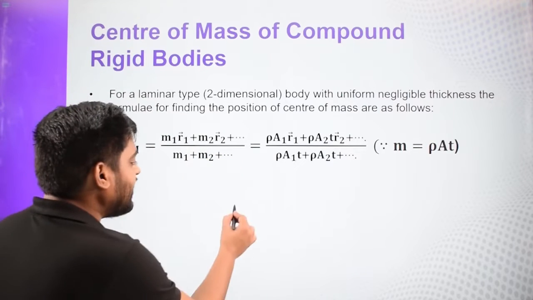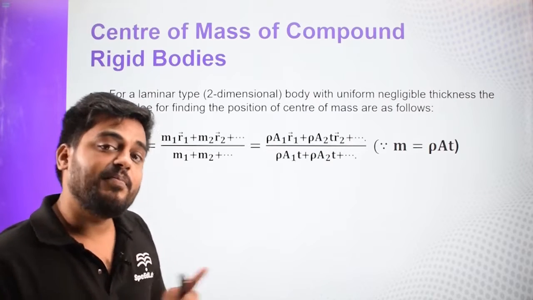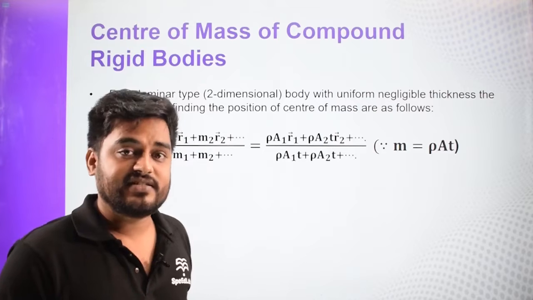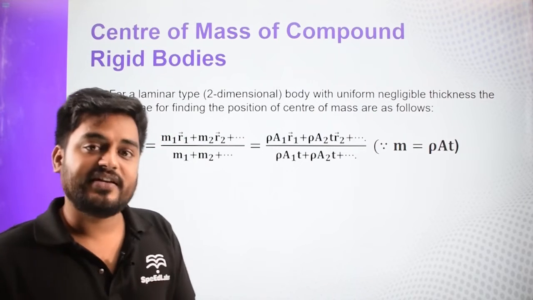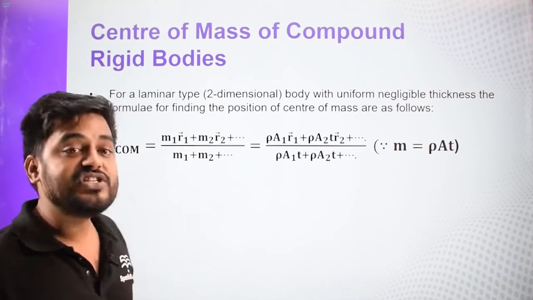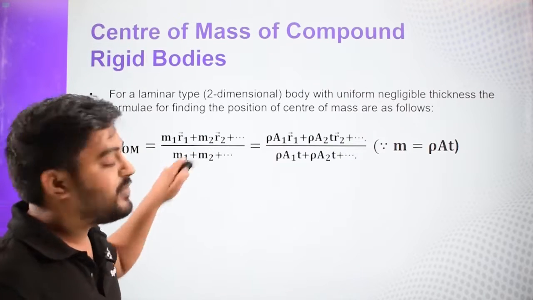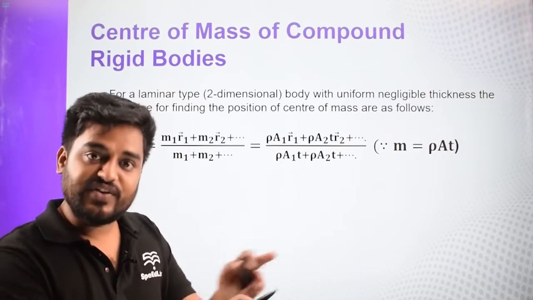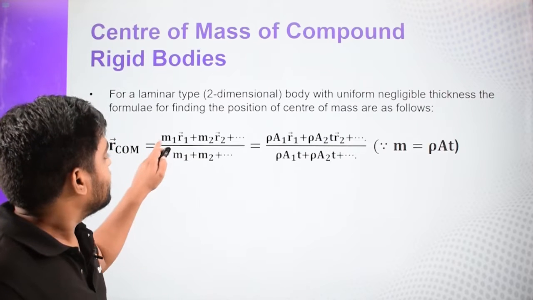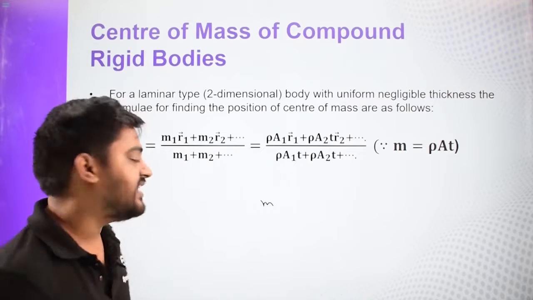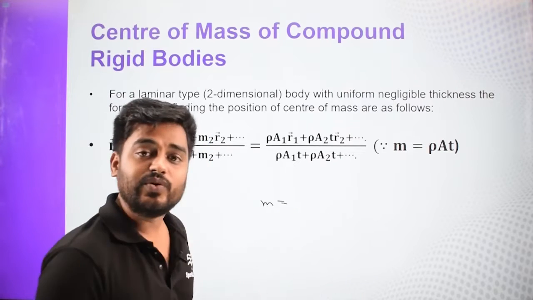For example, let us say we have a compound object. We can divide it into various symmetric objects. M1 is the mass of the first symmetric object. R1 is the position of the center of mass of that first symmetric object. What about M2? M2 is the second object which we cut out of that. And all the masses, how do you write mass in 2D? Basically, mass is density into volume.